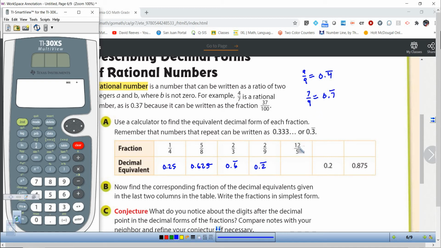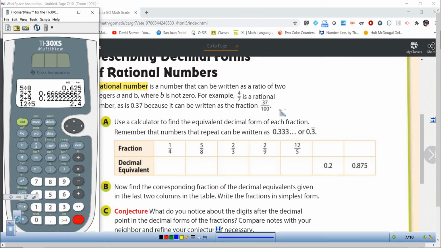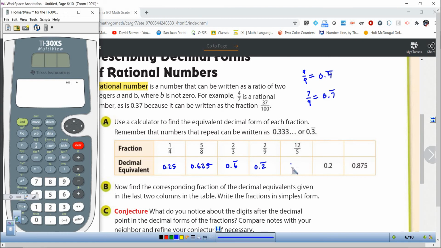All right. Now, this one right here, you'll notice, is the first one where the numerator is larger than the denominator. So if I go back to my calculator and I go 12 divided by 5, all right, for the first time now, we have a number in front of the decimal that is not a 0, and we get 2.4.